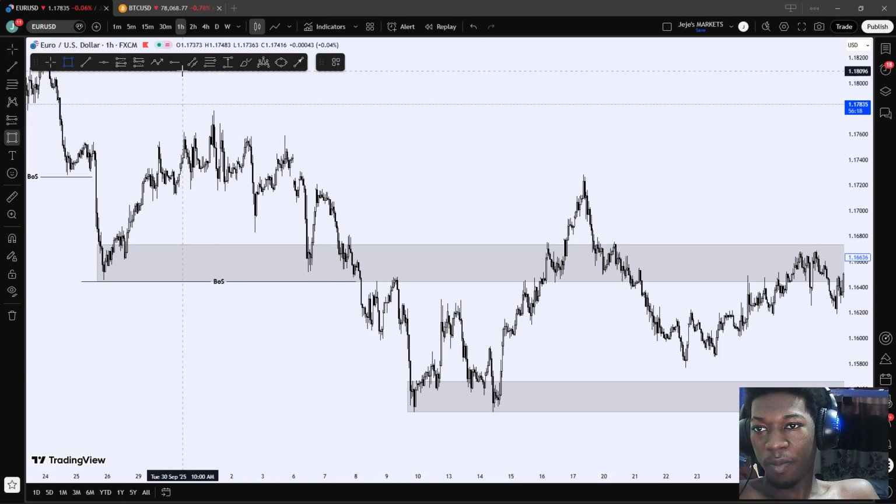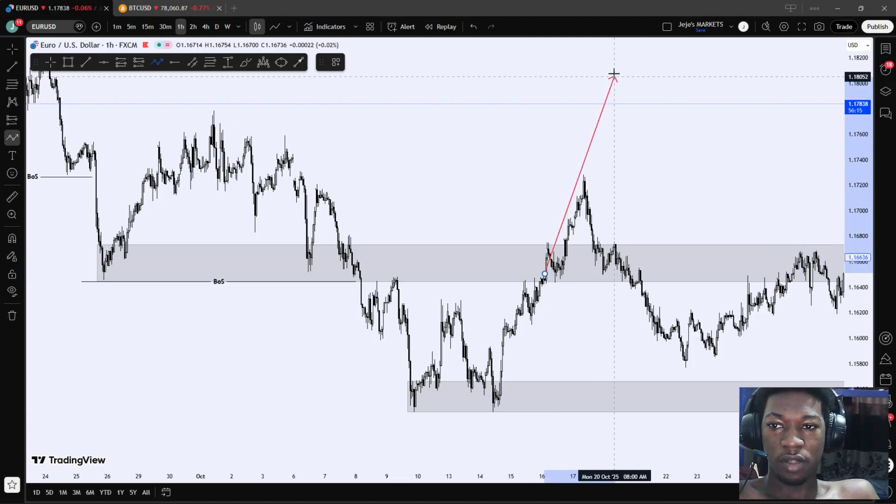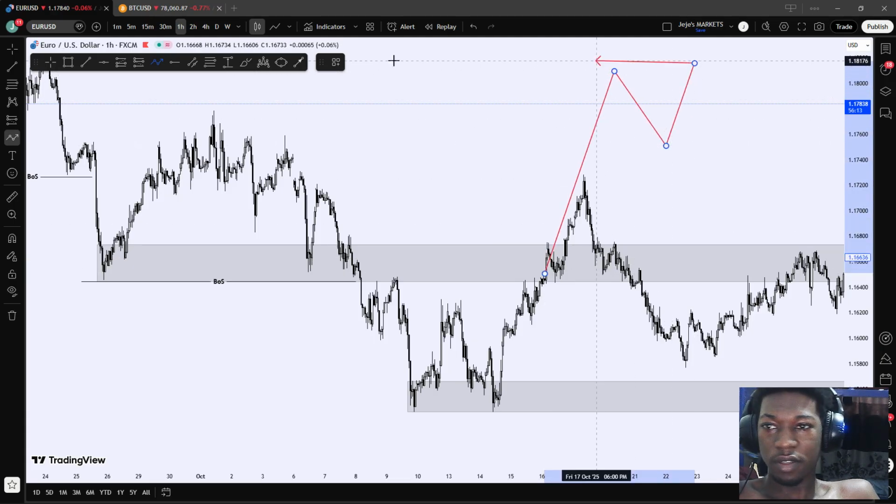It has to go above this to be an uptrend. It has to go above this, then retrace, then keep on going up.